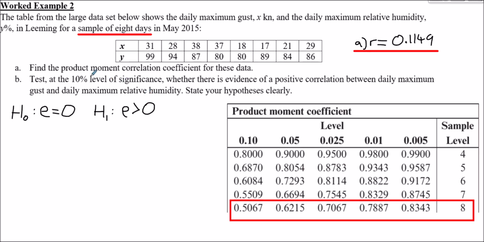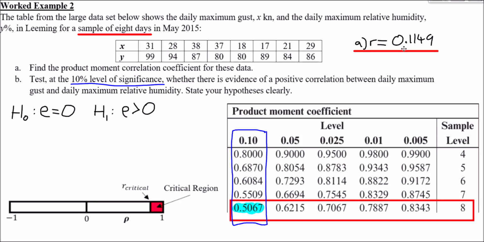So our level of significance is 10%. We don't need to divide that by 2 because it's a one-tailed test. So we just look at where 10% falls, that's 0.10. So looking here, where they cross over is what we're interested in. So our critical value for R is 0.5067. Again, if you want to use a graphic, this might help you.